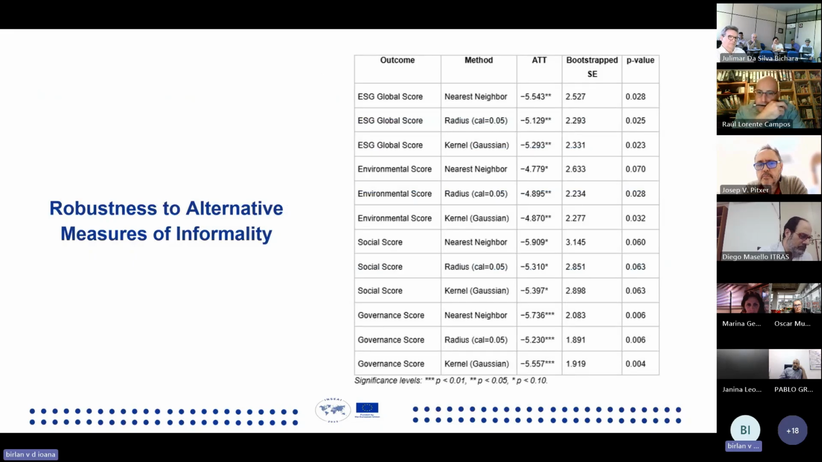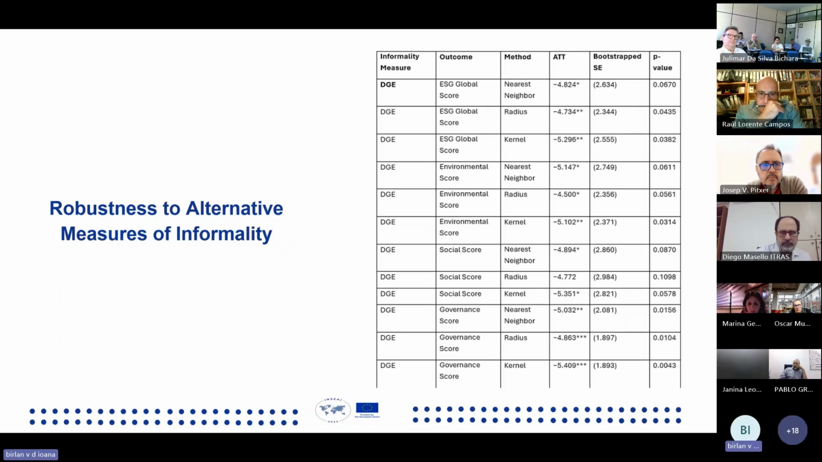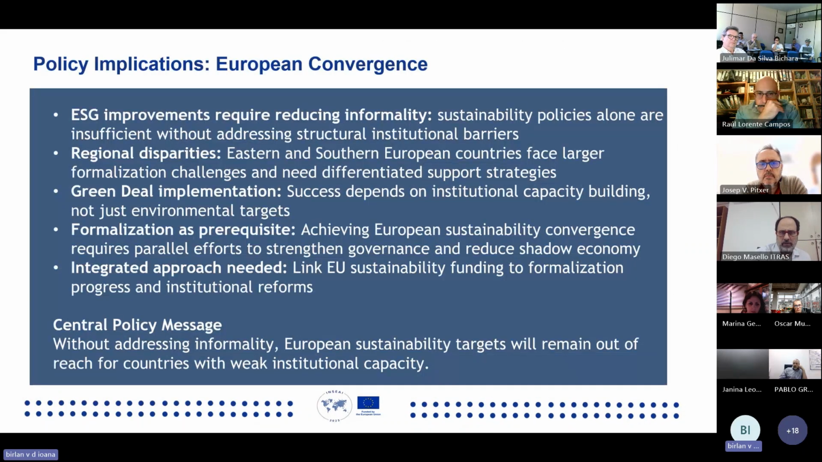These are the full results. They are included in the paper. I have left them in case there are any additional questions at the end.